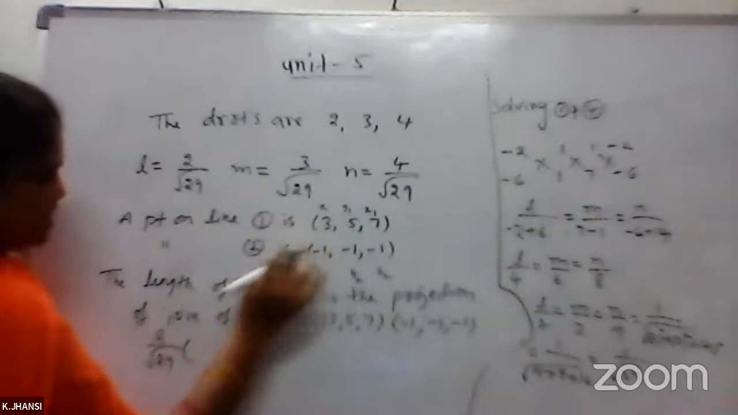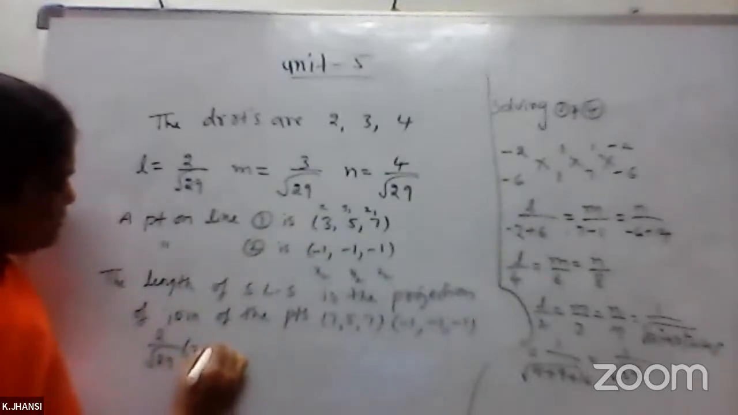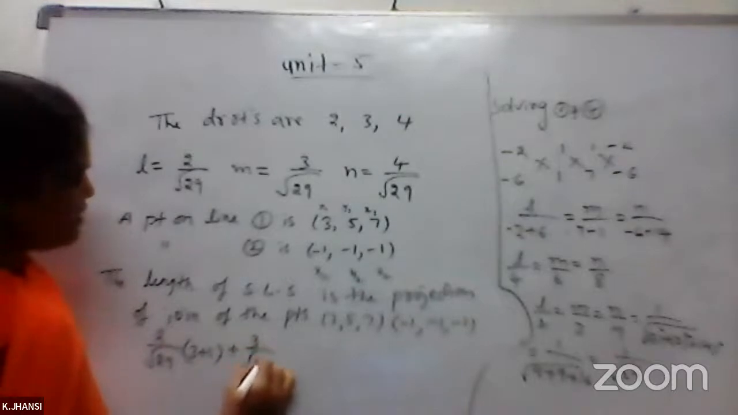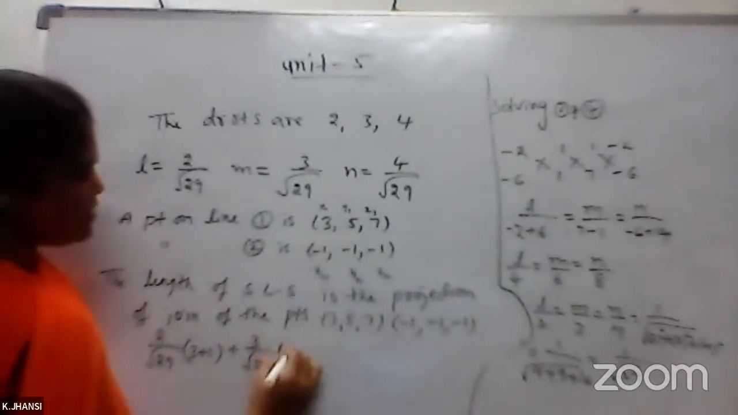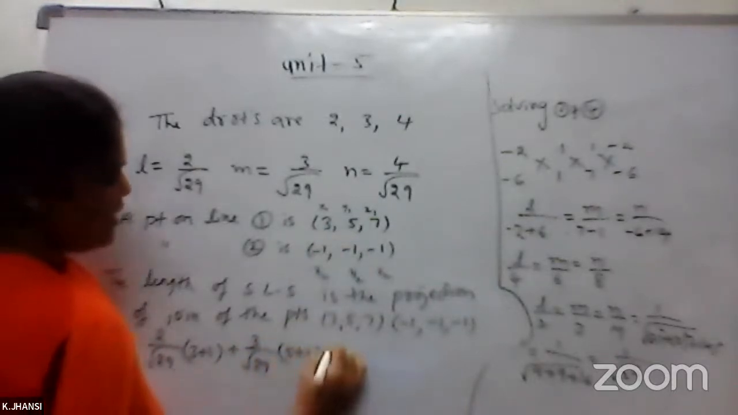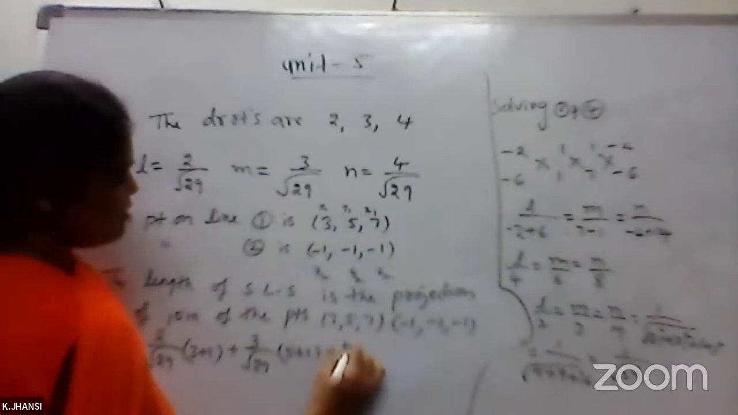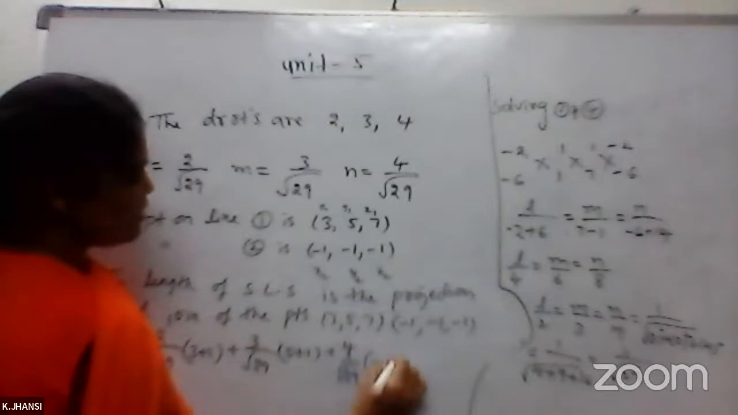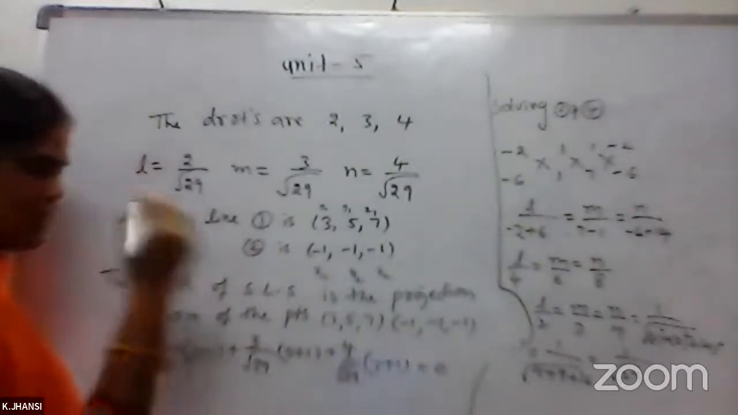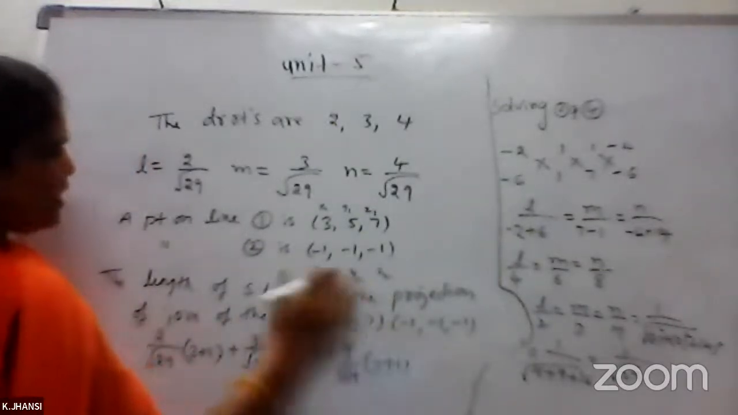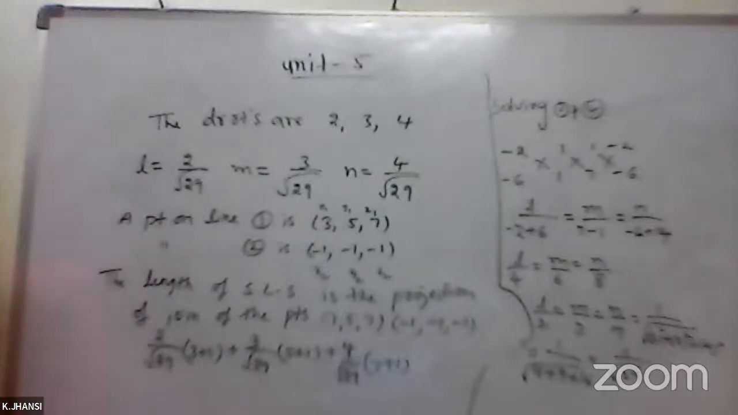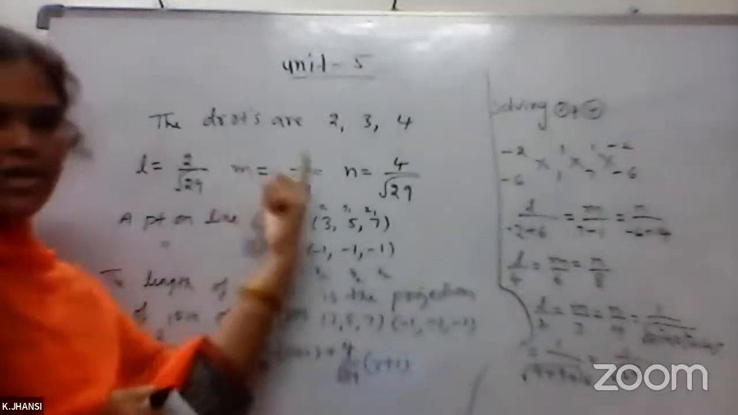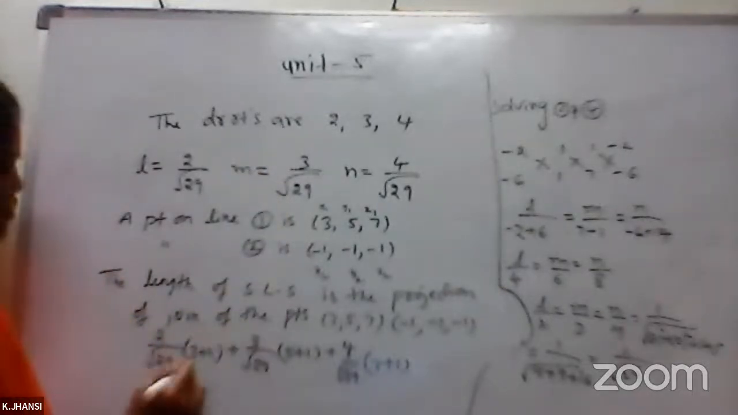So for this one you will get 3 plus 1. Next, plus 3 by root 29 into 5 plus 1. Next is 4 by root 29 into 7 plus 1. If you take x2 minus x1, then you will get the negative value, but with distance you will not have a negative value. That's why you take this point minus that one. Then you will get the positive values here.